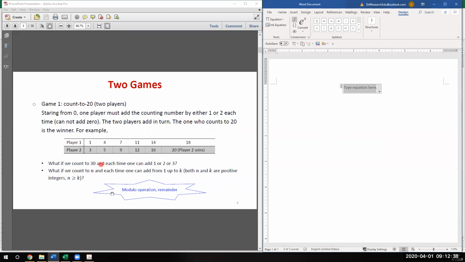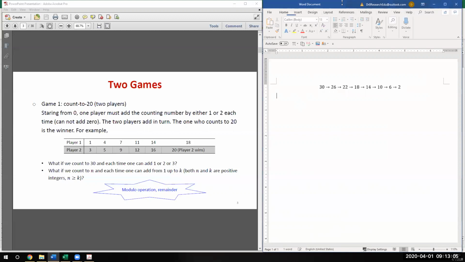And then what is this? Isn't it a modular operation? You know what I mean? So for example, let's have a look here. In order to get 30, I need to get 26. Then I need to get 22. Then I need to get 18, right? And then 18 minus 4 is 14, 10, and then 6 and 2. From 2, I cannot do it anymore. So this is equivalent to what?